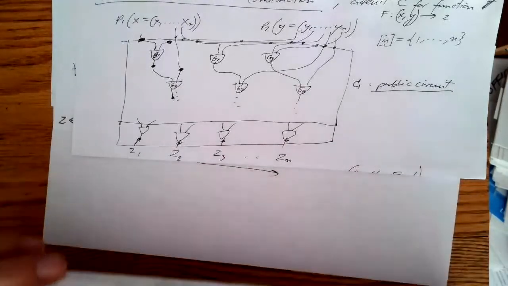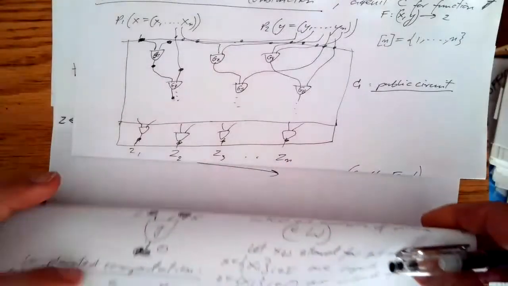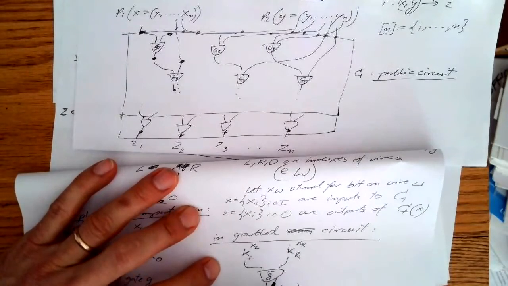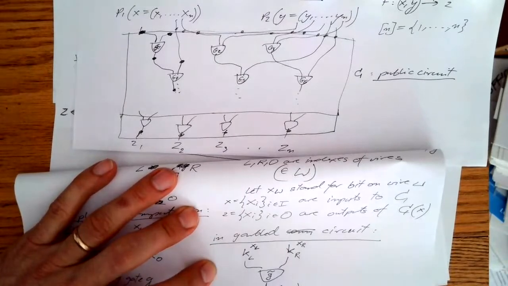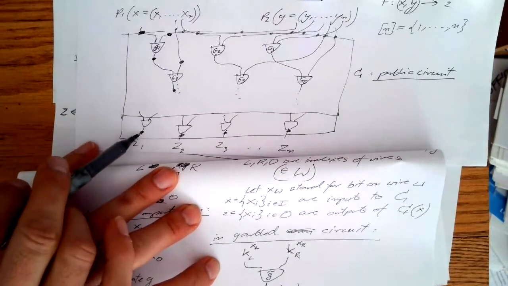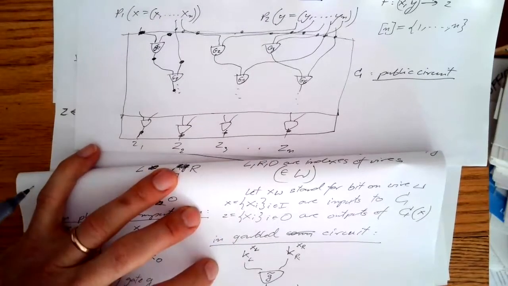Now I need a last element. I mean, I need two things still. I need to understand how I can do this garbled gate computation. What is this computation that allows me to go from any input wire keys to the correct output wire key? And I need a second final thing, which is how to go from wire keys on the output wires to bits on the output wires.